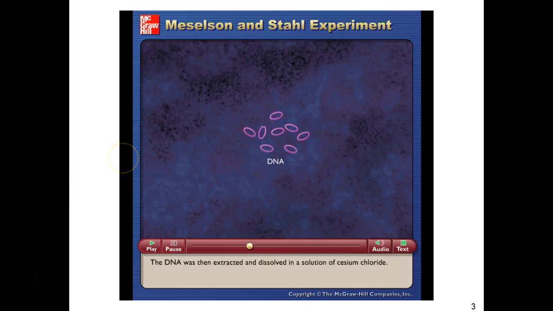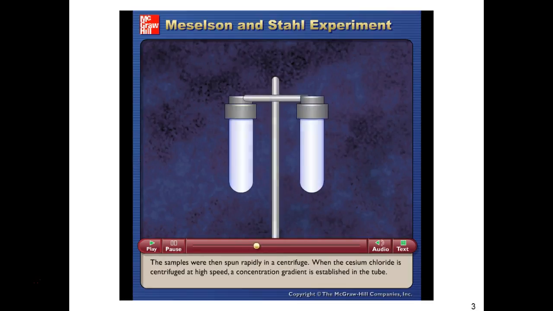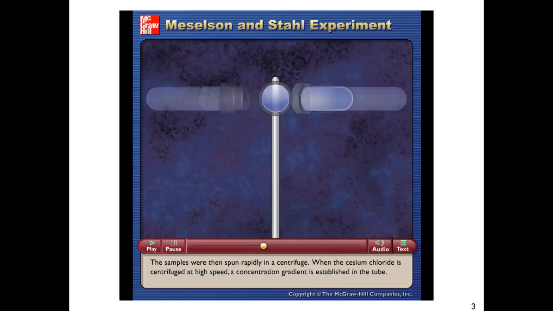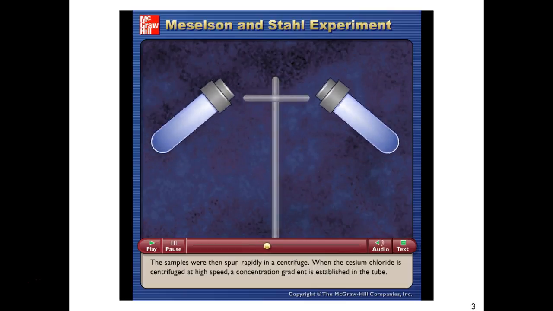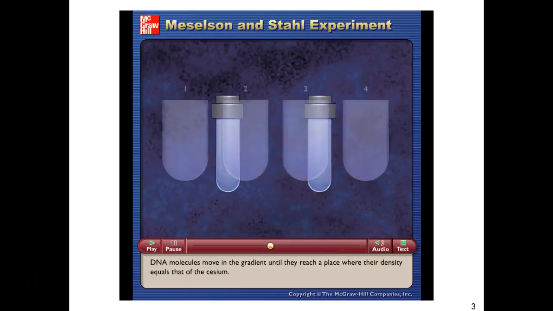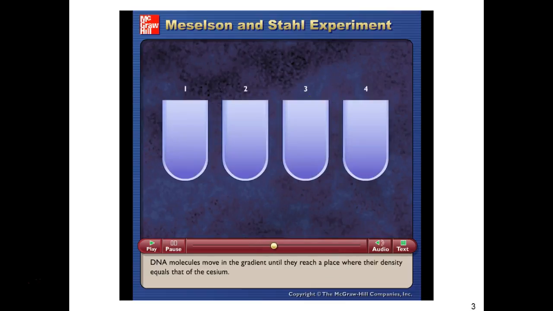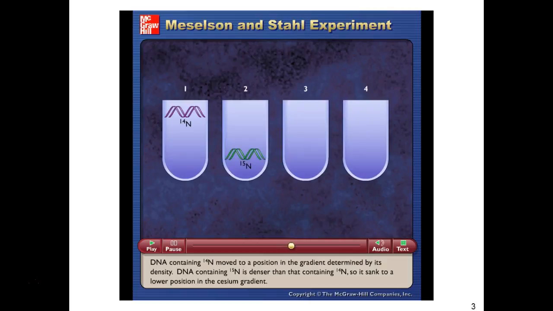The DNA was then extracted and dissolved in a solution of cesium chloride. The samples were then spun rapidly in a centrifuge. When the cesium chloride is centrifuged at high speed, a concentration gradient is established in the tube. DNA molecules move in the gradient until they reach a place where their density equals that of the cesium. DNA containing N14 moves to a position in the gradient determined by its density. DNA containing N15 is denser than that containing N14, so it sank to a lower position in the cesium gradient.